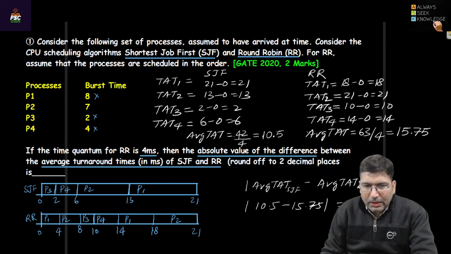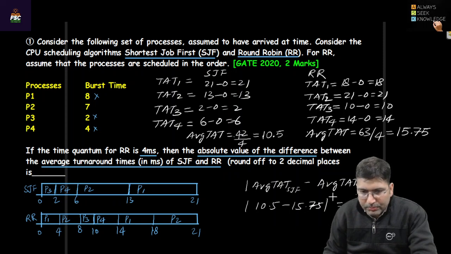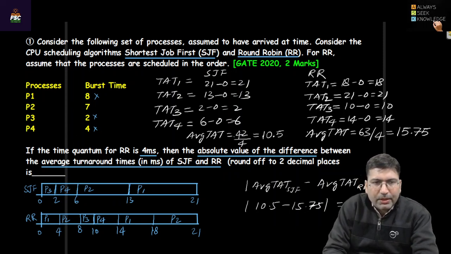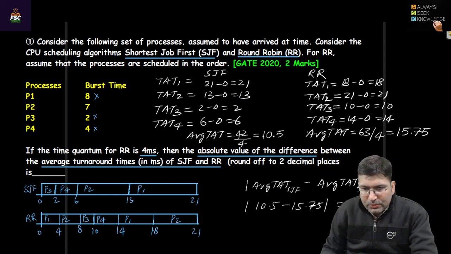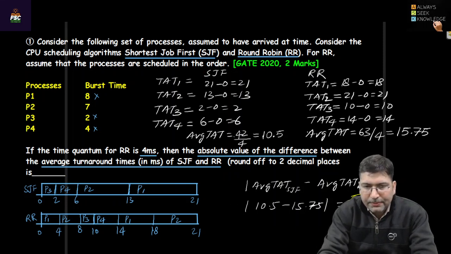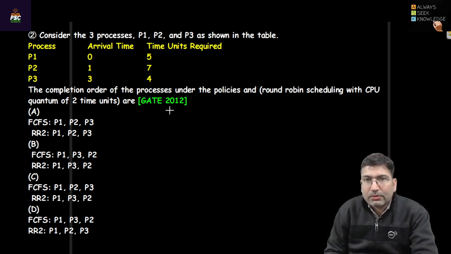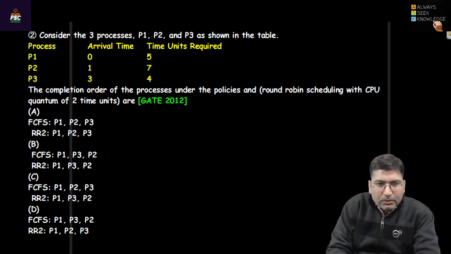So in that way, you can calculate this very first problem. I hope you must be clear. This was asked in numerical type in GATE 2020. So please do remember the answer of this question will be 5.25. Let's move on to the next question, right? So the next question was asked in GATE 2012. So let's draw the Gantt chart for this and solve it quickly.